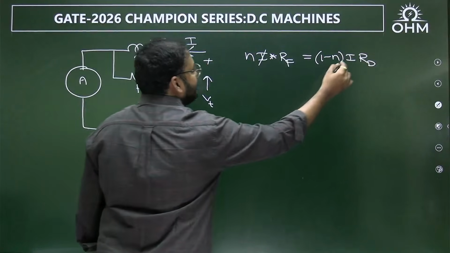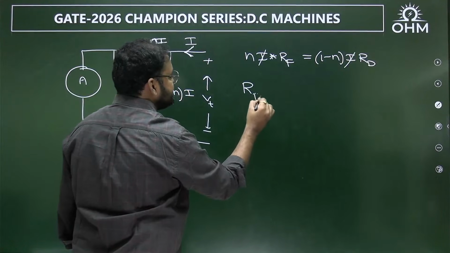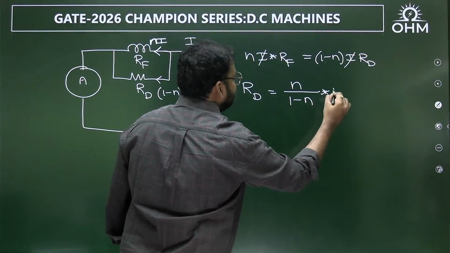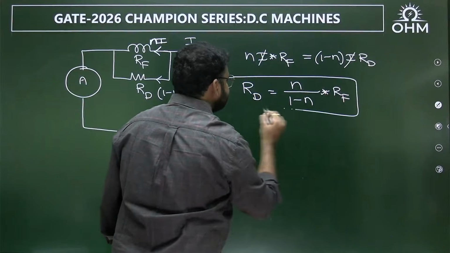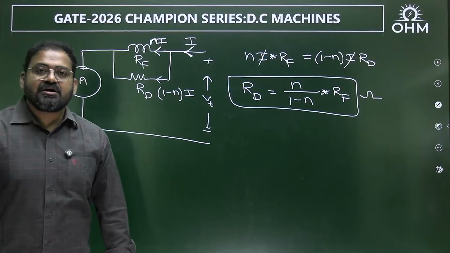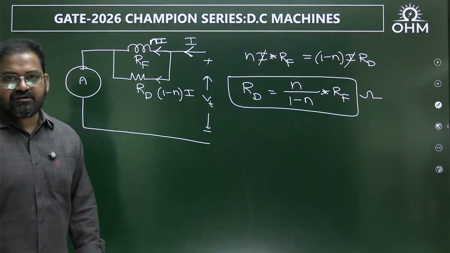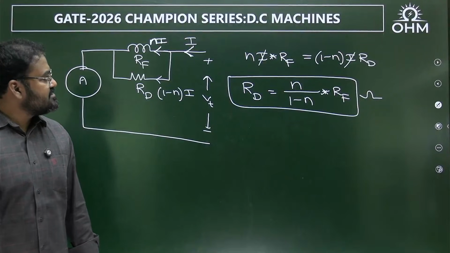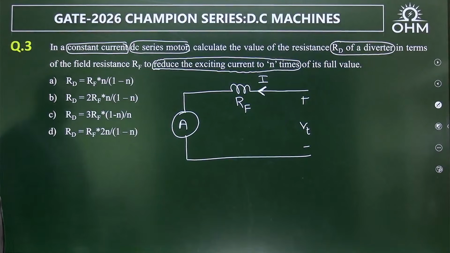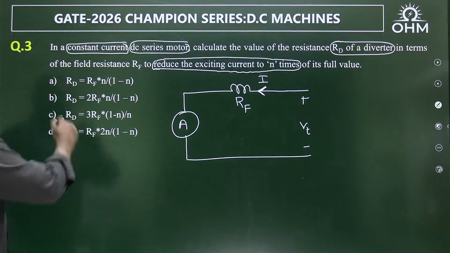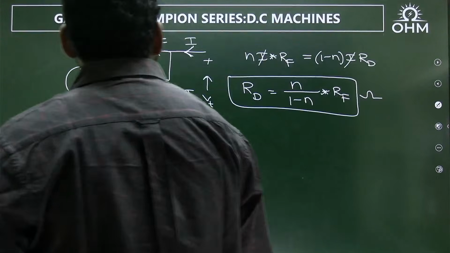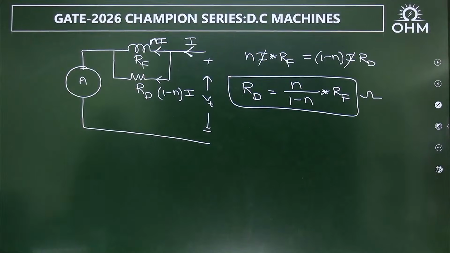So I will cancel on both sides. Separate out the diverter resistance. What is the diverter resistance now? n by (1 minus n) into the field resistance. So this is the diverter resistance value, so that you can reduce the excitation current to n times of its regular value. The diverter resistance is equal to n by (1 minus n) times RF. That means option A is correct. Am I correct? n by (1 minus n) times RF. Correct. Option A is correct.